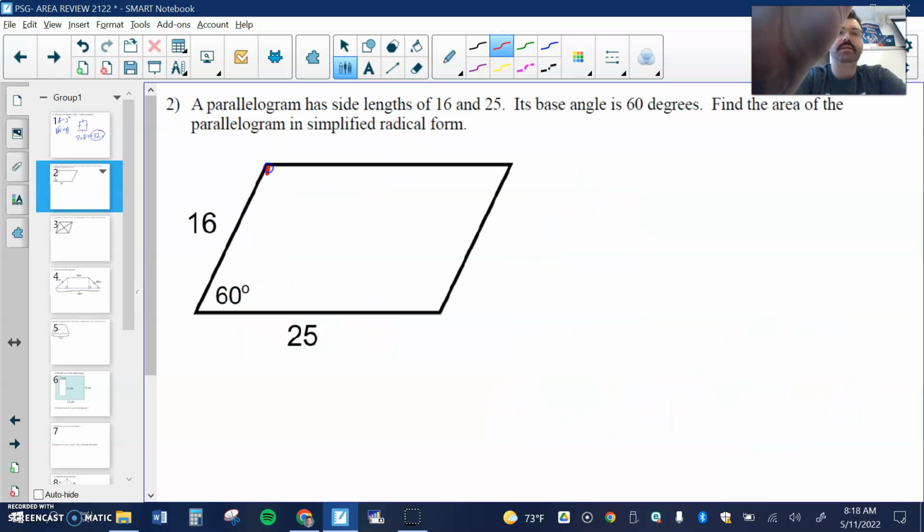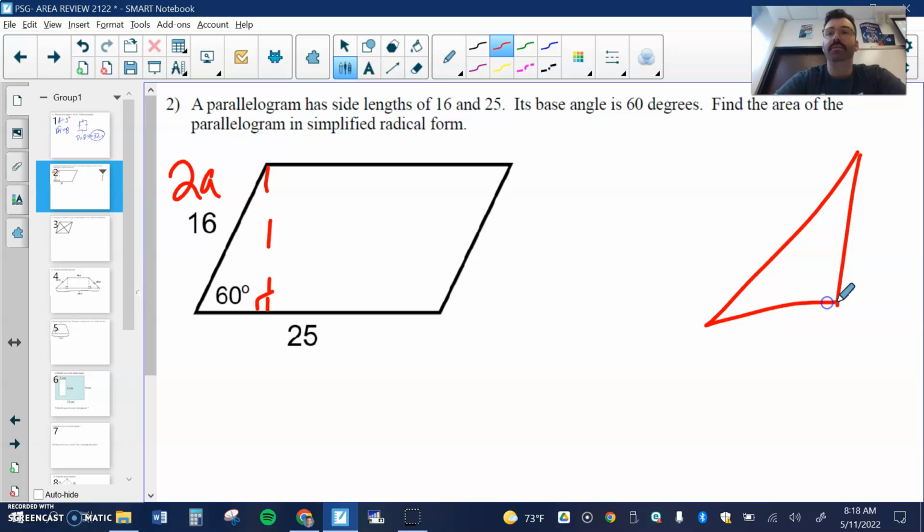You got to use a 30, 60, 90 triangle, drop a height straight down. Don't do 25 times 16, since 16 is not perpendicular to 25. All right, they form a 60-degree angle, not a 90-degree angle. That will make this side 2A. Remember, you can put this special red triangle on your purple sheet, 60, 30, 90.